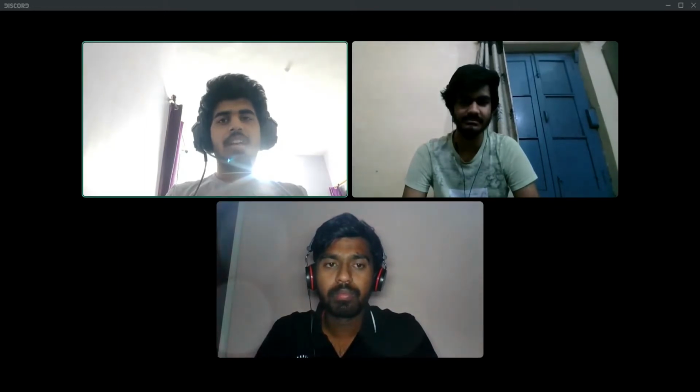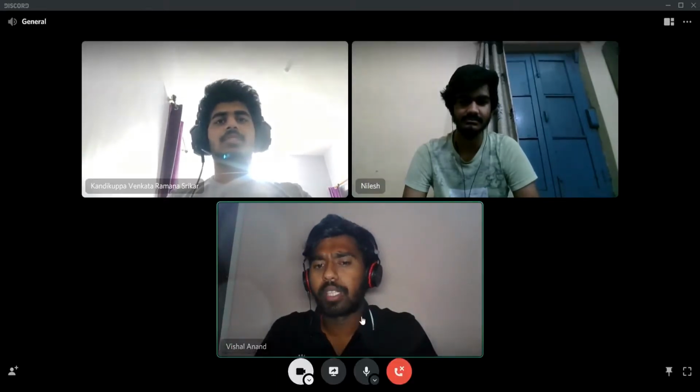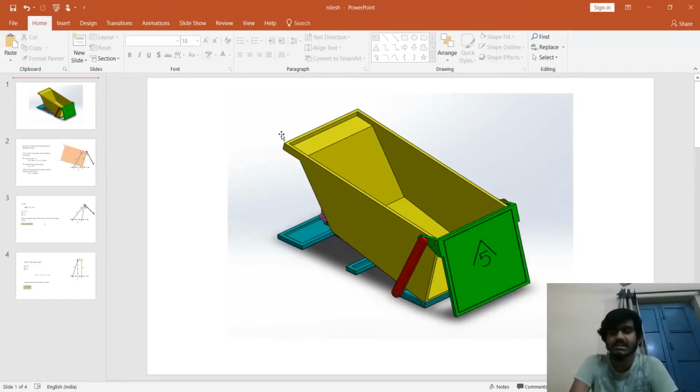This is our mechanical sessional term project A5, and we are working on the dumping truck problem. Let's begin the project. This is a glimpse of our 3D model that we drew in SolidWorks. So this is basically a dumping truck door mechanism.